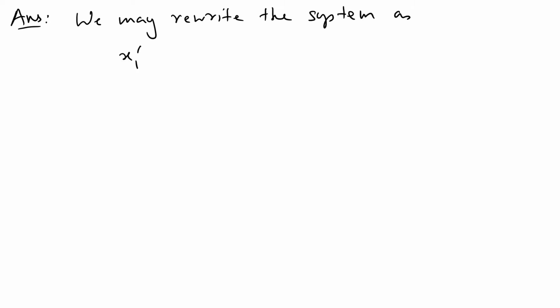x1 prime minus 2x2 prime equal e to the t, and then negative 3x1 prime. I'm going to write x1 below, all the x1s and x2s aligned, so it's easy. Plus x2 prime equal sine t minus 5. Actually, I'm going to put a minus sign here because it's easy to solve. So let's change that from plus 5 to minus 5 in the original problem.